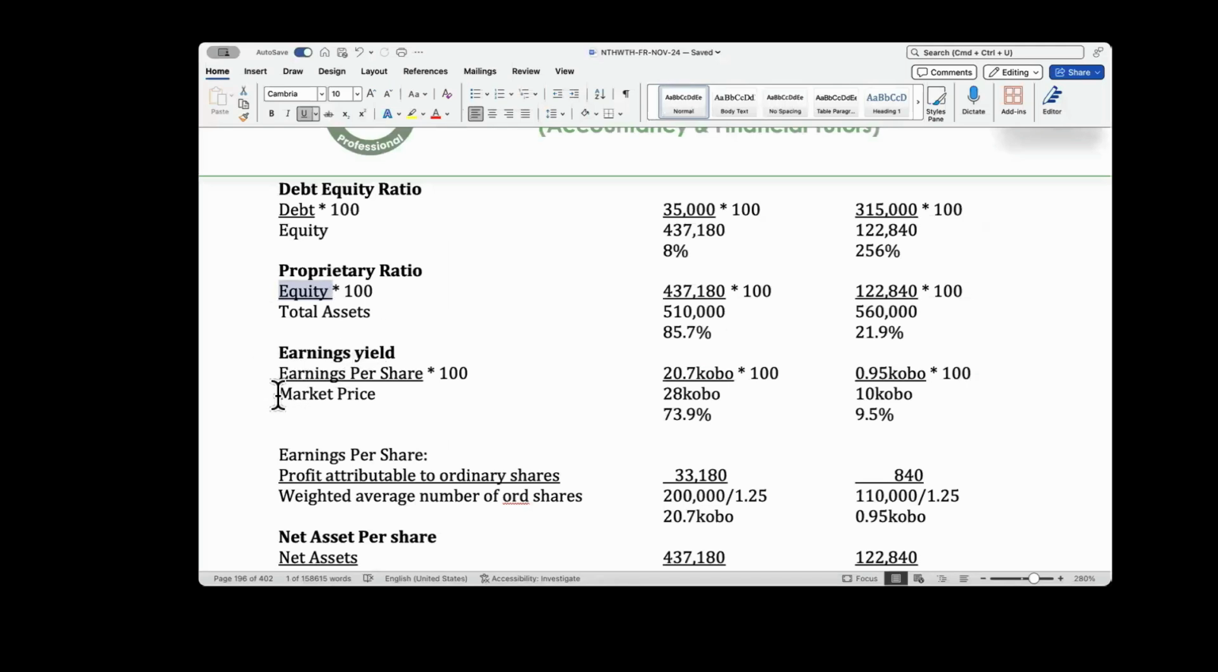Earnings yield is EPS over market price. That's earnings yield. They want us to compute that.